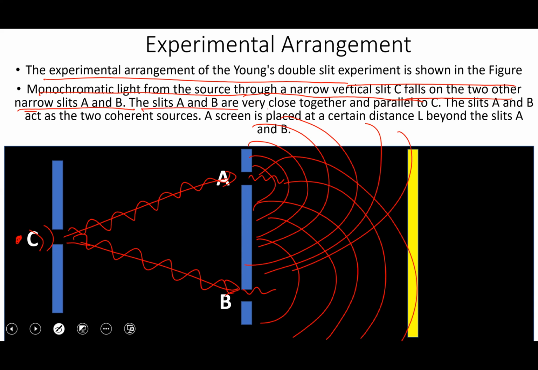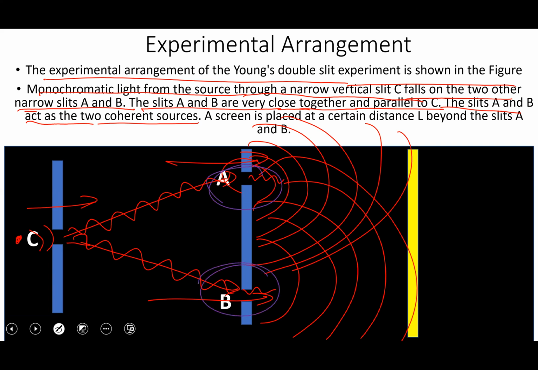The slits A and B are very close together and parallel to C. That means if C is in this direction, A and B are also in the same direction. The slits A and B act as the two coherent sources. Now, as you can see over here, A and B are two sources which are producing the same wavelength.